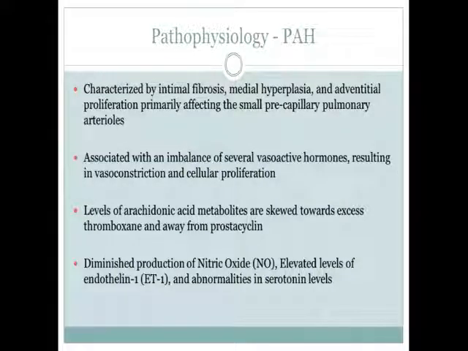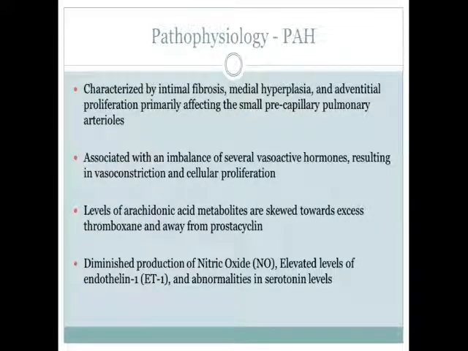So just to help me get my point across in terms of the hemodynamic definitions, I'm going to quickly touch on the pathophysiology of each of groups 1 and 2. So group 1 is basically a proliferative vasculopathy, characterized by intimal fibrosis, hyperplasia of the media, and adventitial proliferation, and it mainly causes changes in the precapillary pulmonary arterioles. And you have an imbalance of vasoactive hormones that basically favor vasoconstriction and cell proliferation.